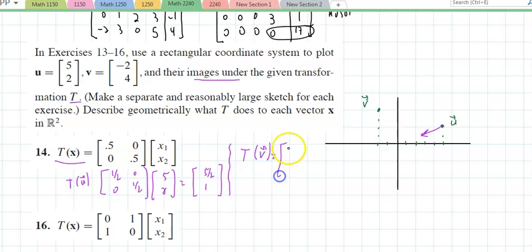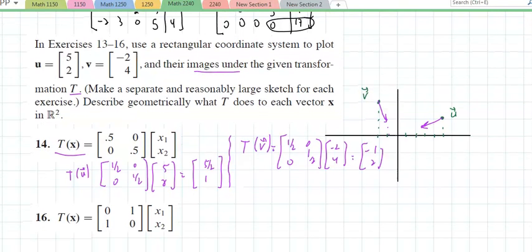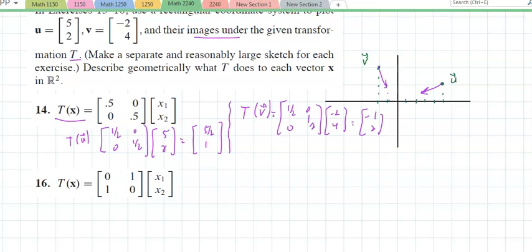That would be, again, a half, 0, 0, 1 half, multiplied by negative 2, 4. That will yield negative 1 and a 2. Negative 1, 2. There it is. And if I want to do the same to the other transformation, let me use a different color. Let's use blue.